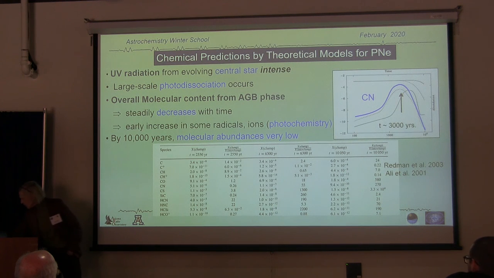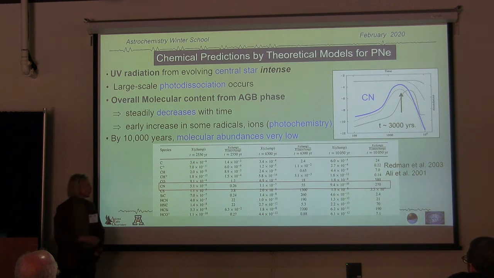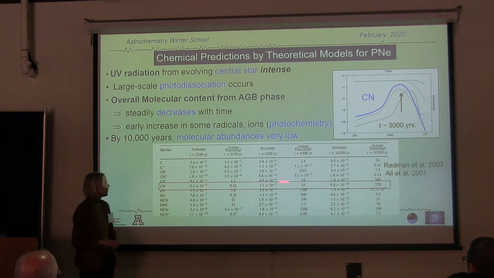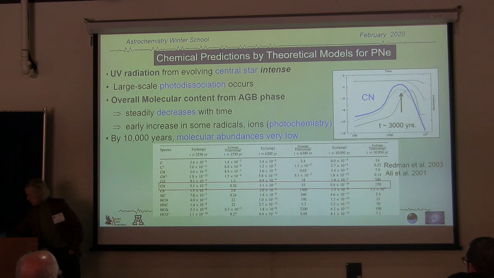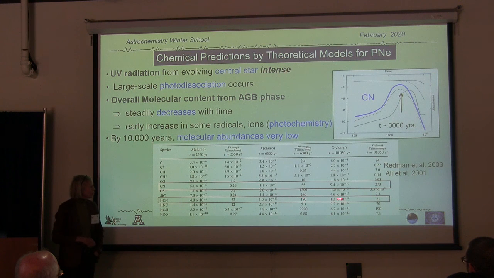And you can see if you picked up a typical molecule observed in AGB envelopes such as CN, you see it dropping from a few times 10 to the 6 relative to H2 to a few times 10 to the minus 10. And even more so for something like HCN, 10 to the minus 5 at the beginning of the PNE phase, down to 10 to the minus 12, a drop of 7 orders of magnitude. So this is basically what models predicted.